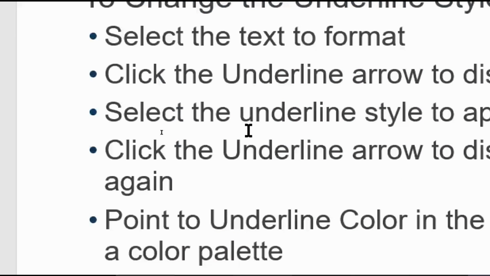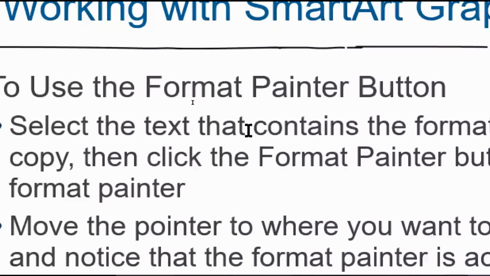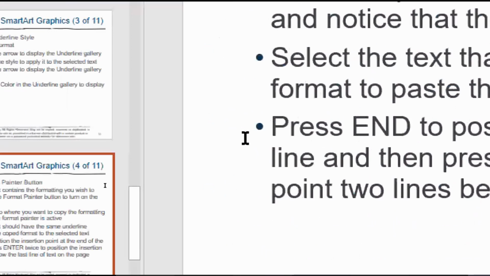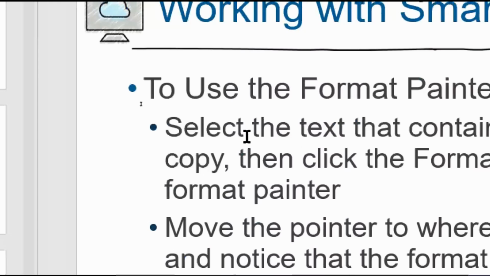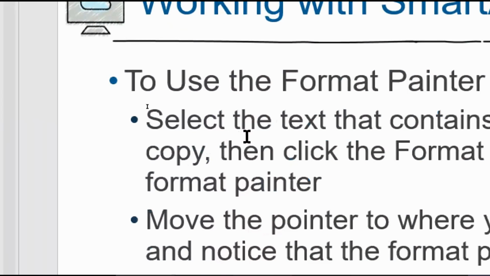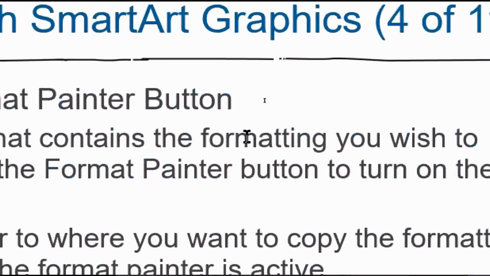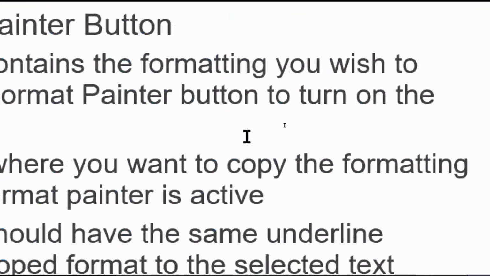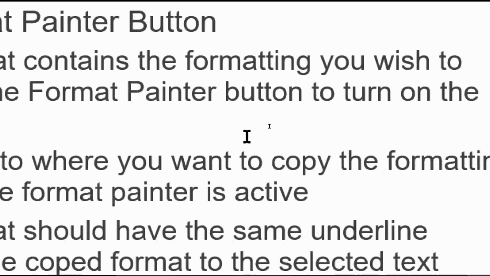And now we're going to talk about the format painter. This is a tool that I don't get a whole lot of use out of, but you may get a lot of mileage out of it if your document or your form or whatever you're making in Word happens to call for a lot of really specifically placed formatting. So we select the text that contains the formatting you want to copy, and then click the Format Painter button. Move the pointer to where you want to copy the formatting, and notice that the Format Painter is active.